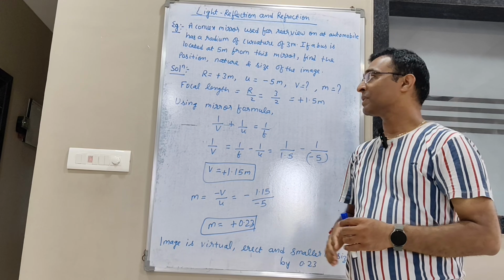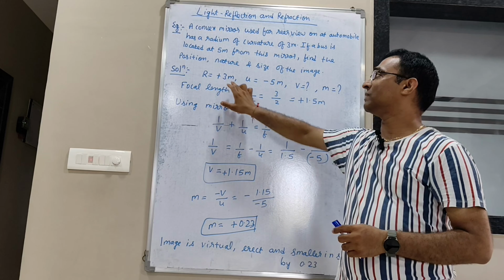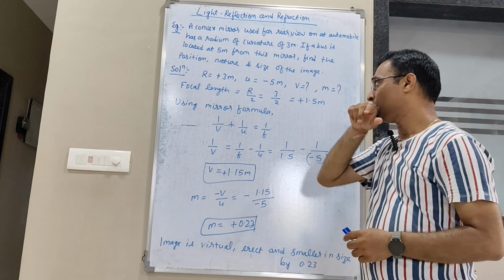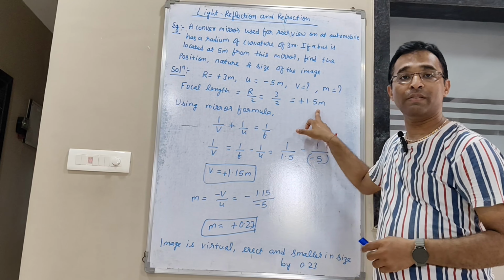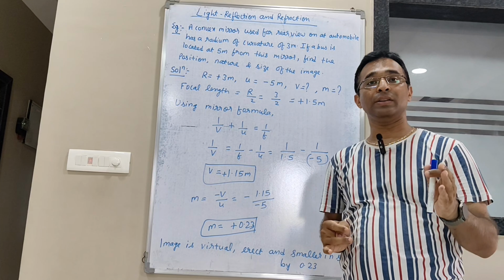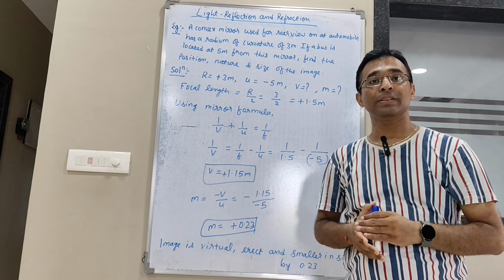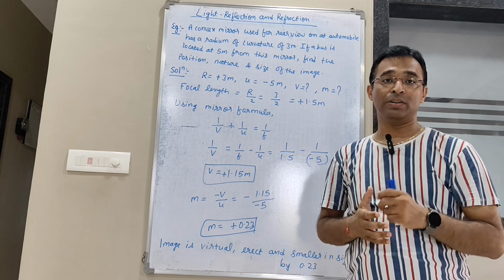First of all, we need to find out the focal length. For focal length, we use the formula f equals r upon 2. By applying this, we get the focal length equal to 1.5 meters. You can see here the focal length is positive, because in a convex mirror, as we all know, the focus is taken on the right hand side of the mirror, not on the left hand side.